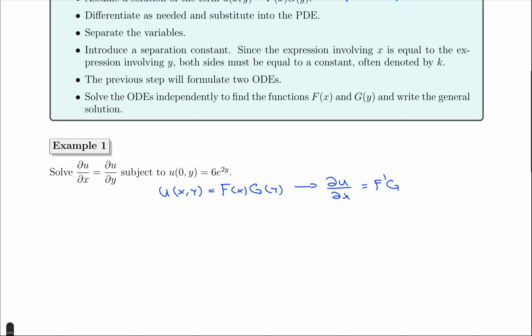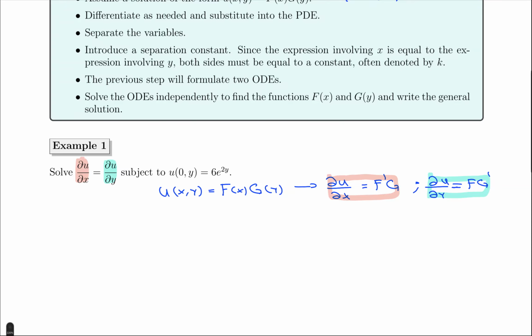g. That doesn't change. Also, we need to find the partial of u with respect to y. In this case, differentiating with respect to y, f remains constant. So that's f times the derivative of g, which is g prime. All right. And we have everything we need to substitute into the PDE. The partial of u with respect to x is going to be substituted here, and the partial derivative with respect to y is going to be substituted into the right-hand side of the PDE.